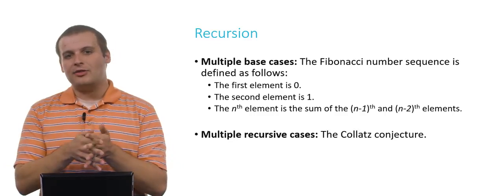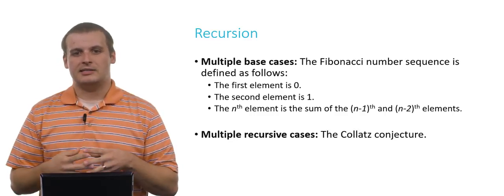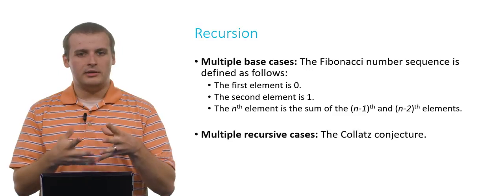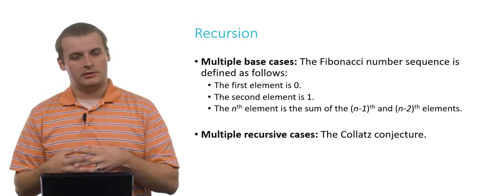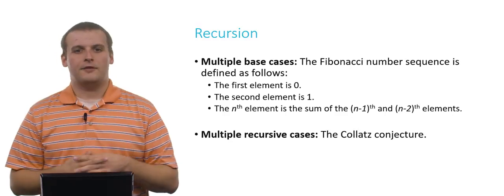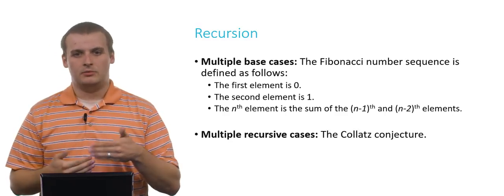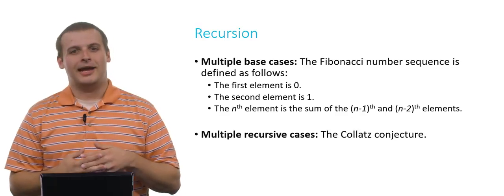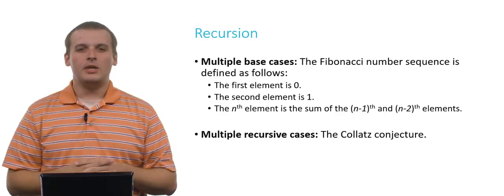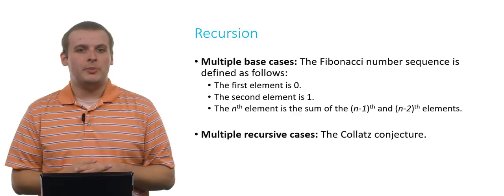Then every other element is defined as the sum of n minus 1 and n minus 2. So the third element would be 0 plus 1, which is 1. And then the fourth element would be the second element, 1, plus the third element, 1, and that would be 2. And so on and so on. So in this case, we have 2 base cases.